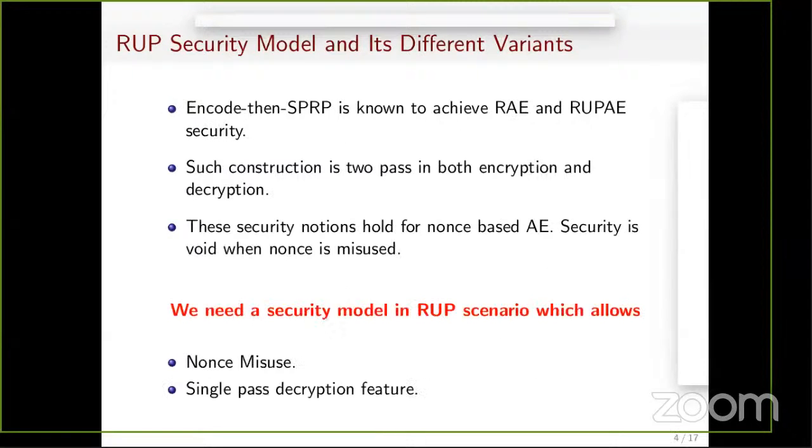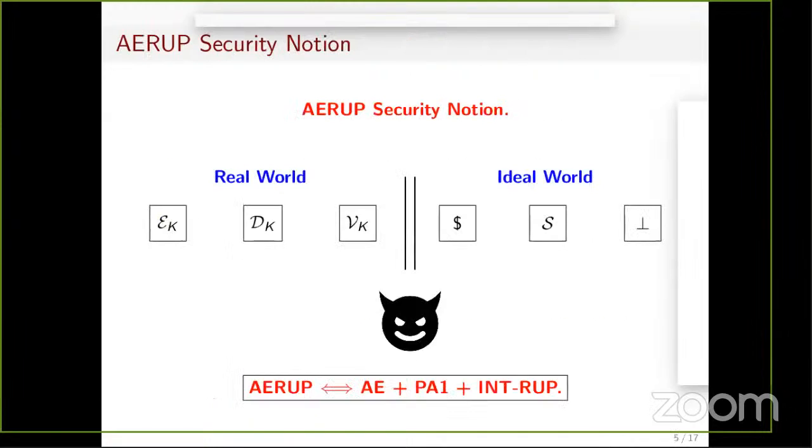But all of these models either employ the encode-then-SPRP paradigm, for example, in the robust authenticated encryption mode or the rough authenticated encryption security mode. Those modes basically have two passes in both encryption and decryption. And basically their security notions hold for a nonce-based AE, and security is void when the nonce is misused. So therefore, we need a security model in the RAP scenario which allows nonce misuse and which has a single pass decryption feature. So to this end, we have proposed our model, which we call the AE-RAP security model.